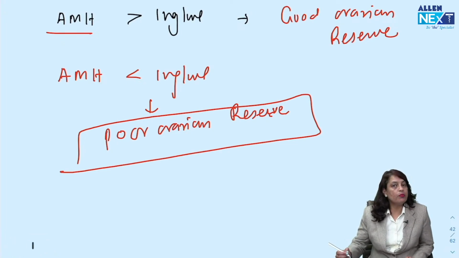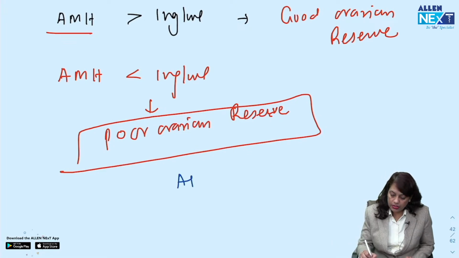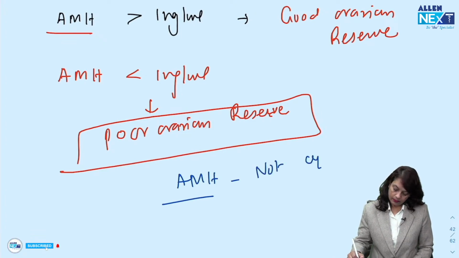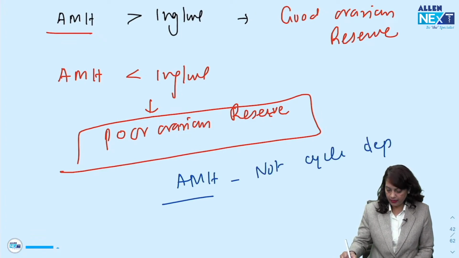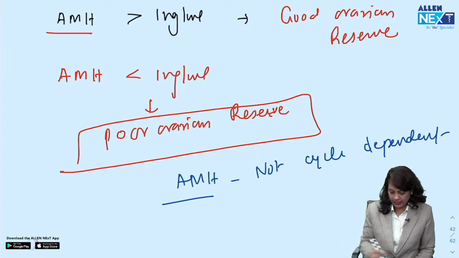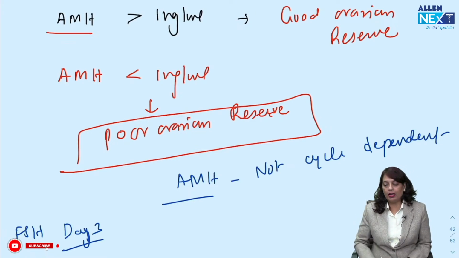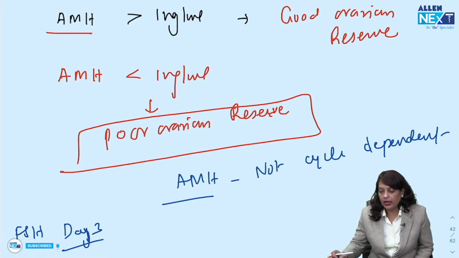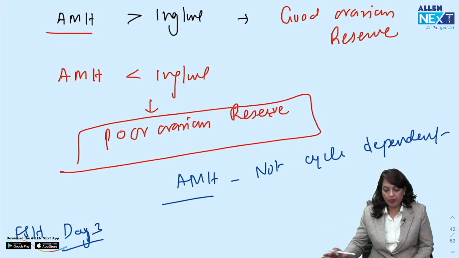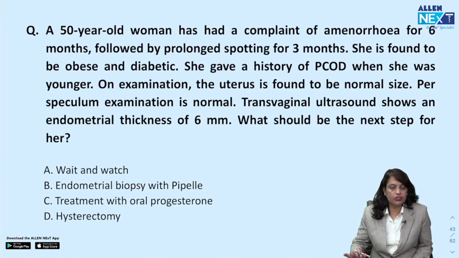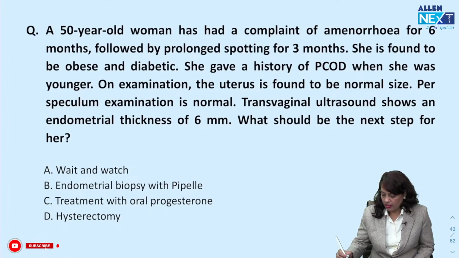Anti-Mullerian hormone is not cycle dependent. AMH can be done anytime. Like FSH you have to do on day 3. So some hormonal levels, when you want to get them done, are to be done on specific days, but AMH can be done at any time. It is not affected by feedback inhibition. Next question.